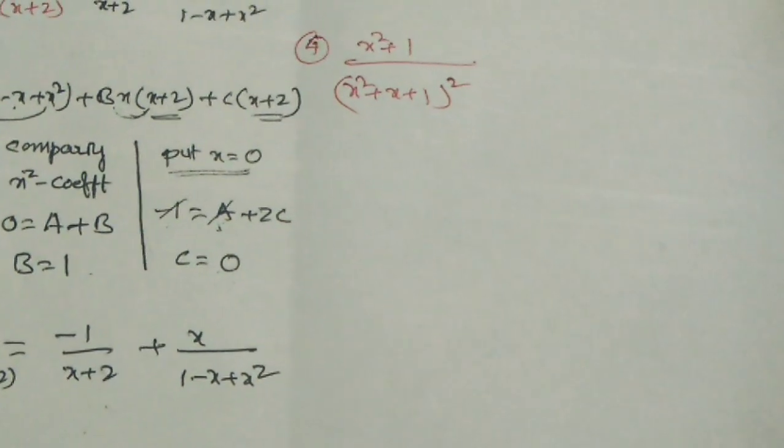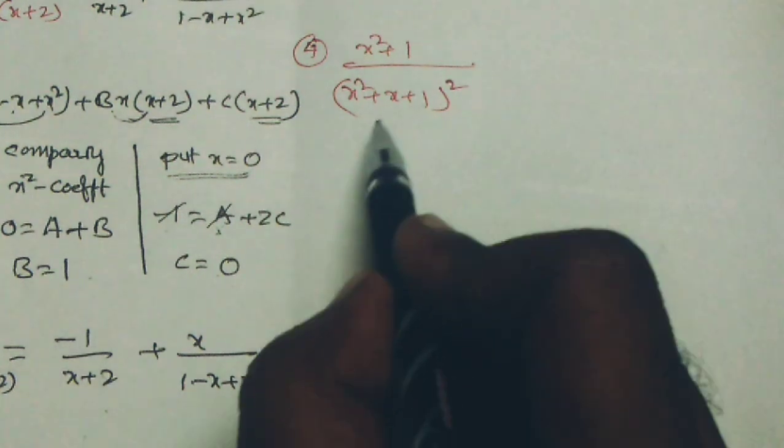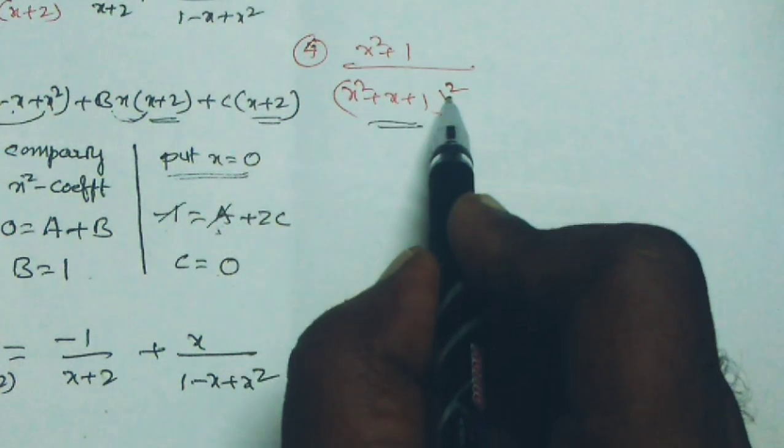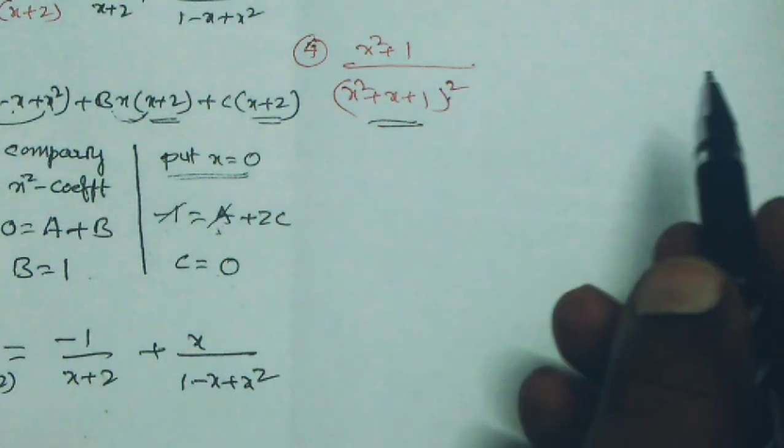x square plus 1 by x square plus x plus 1 whole square. There are two methods. One is considering ax plus b by x square plus x plus 1. This is irreducible, and since it is repeated, it comes under type 4. X square plus x plus 1 whole square, cx plus d by whole square.